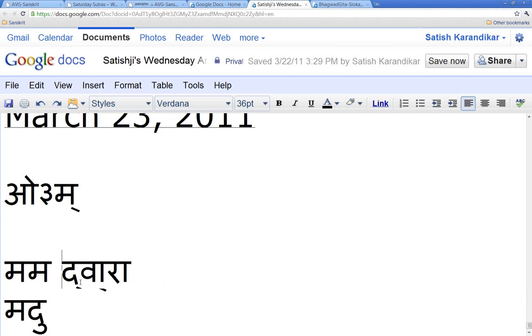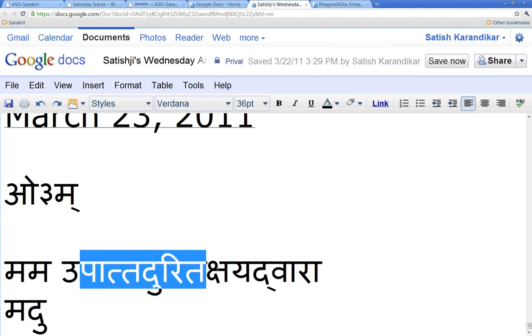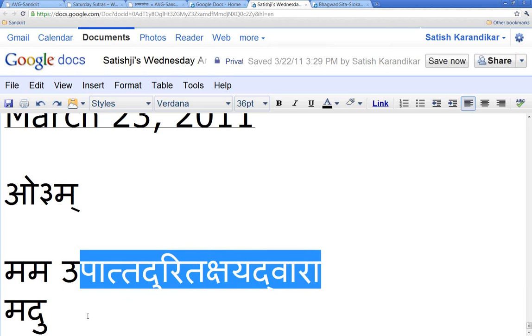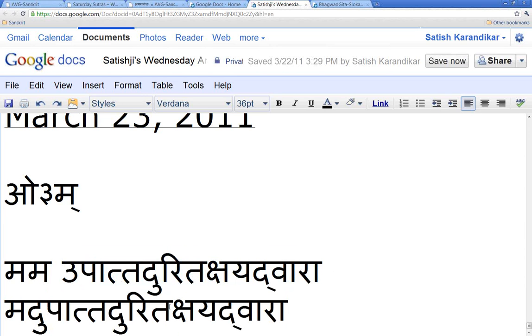So I've got a new way of typing here. I'm using a new web browser to type because I'm getting fewer errors. But Upatta Durita Kshaya Dvara. Durita Kshaya Dvara. Okay, so you can say Madupatta. That would also have been better, because then it is inside the compound. But I guess it's a little bit difficult for people to say.